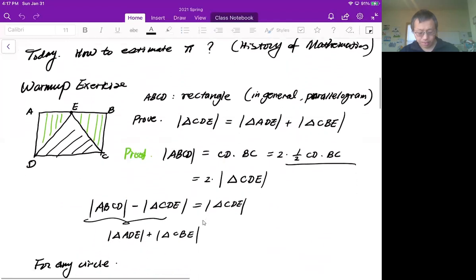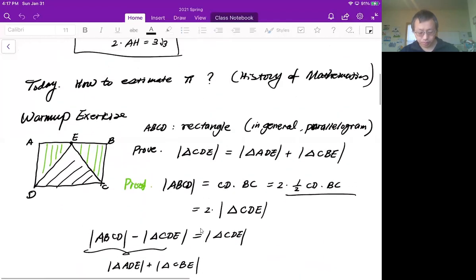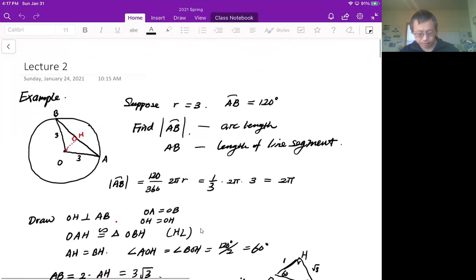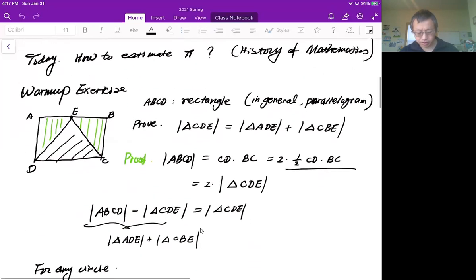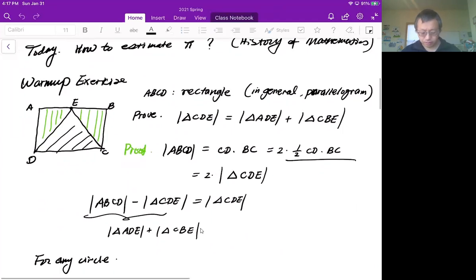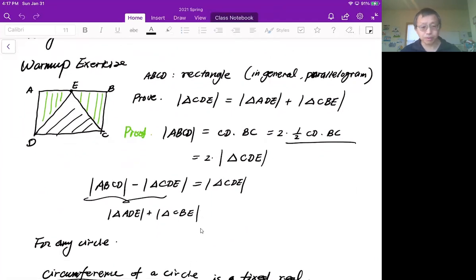Okay, this is a warming up. Why do we do this? Because this is for estimating pi. By itself it's a very nice problem. You have the rectangle and a base CD. You make a triangle, and the area of the triangle is actually one half of the area of the rectangle.